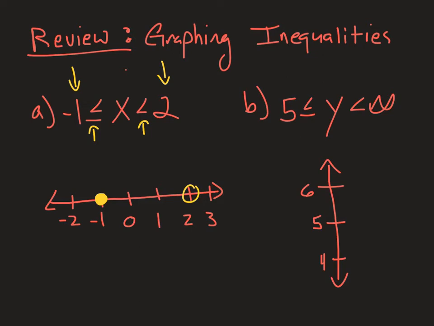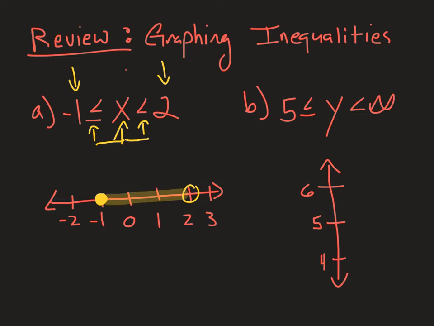And then when I go to read this inequality, I start with a variable and I say x is all values greater than or equal to -1, less than +2. So when I go to shade this range of values, I'd be shading in between.